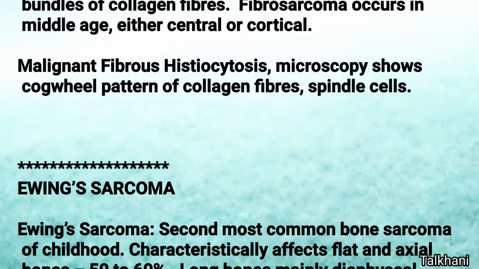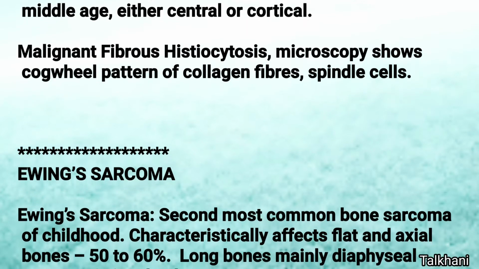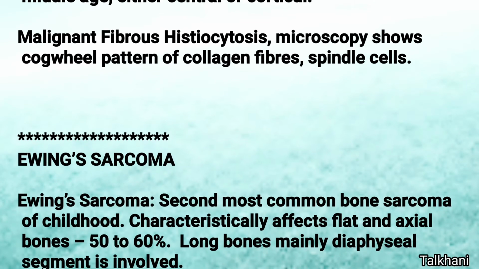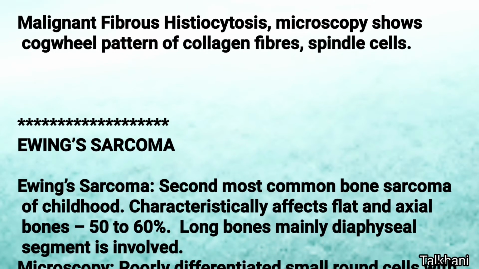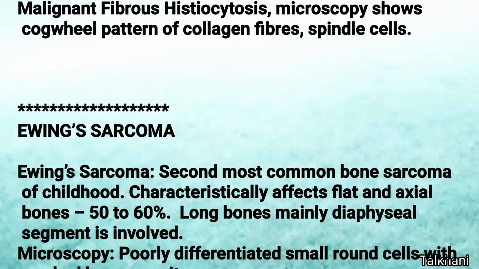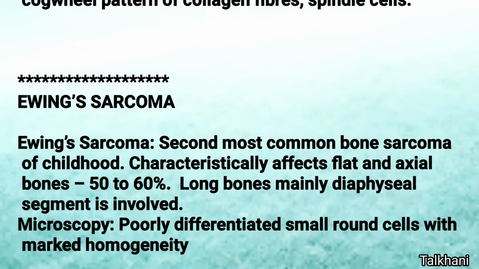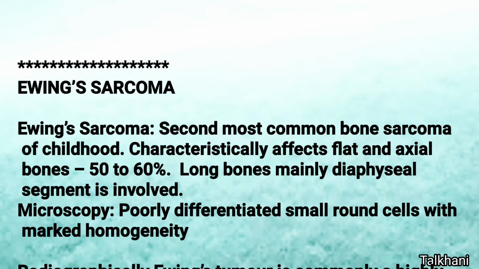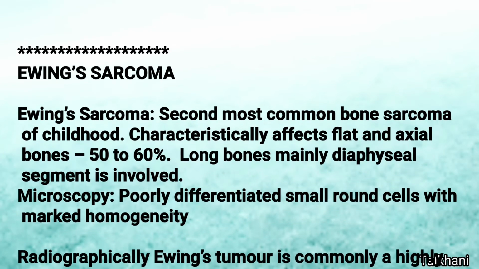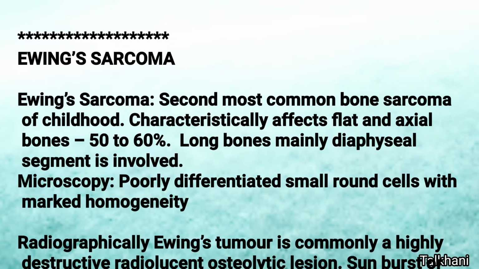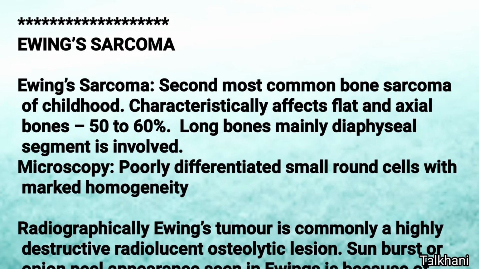Ewing's sarcoma. Ewing's sarcoma is the second most common bone sarcoma of childhood. Characteristically, 50 to 60% of Ewing's tumors occur in flat and axial bones. In long bones, mainly the diaphyseal segment is involved. Microscopy shows poorly differentiated small round cells with marked homogeneity.